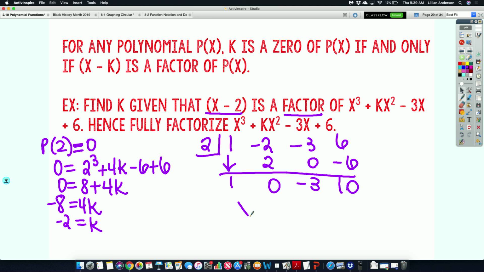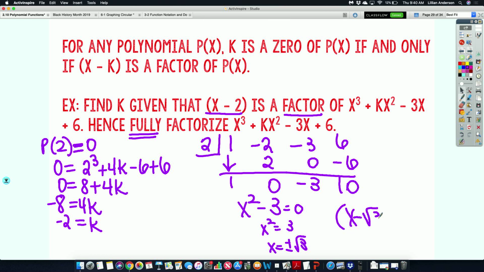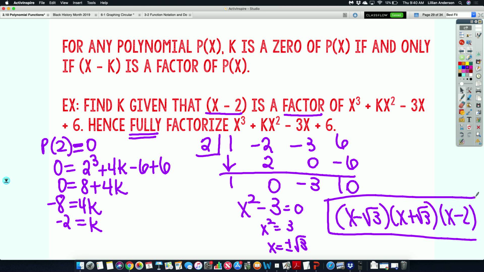So the quadratic that I'm left with is x squared minus 3. But it's asking me to fully factor this. You can do x plus square root of 3 and x minus square root of 3. Exactly. If I wanted to keep solving this out, I would find that my zeros were plus or minus the square root of 3, which means that when I write my factors, that is an x minus square root of 3 and an x plus square root of 3. And then I can't forget the original factor that was given to me, which was x minus 2. And that is the fully factored form.